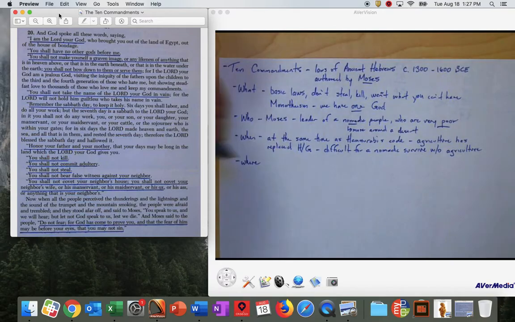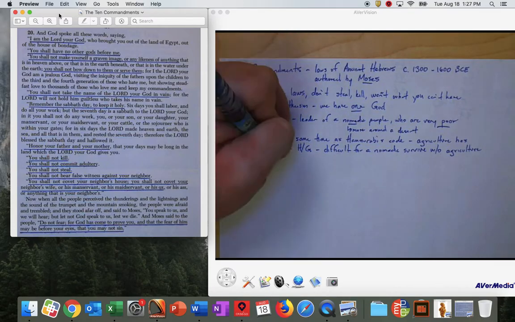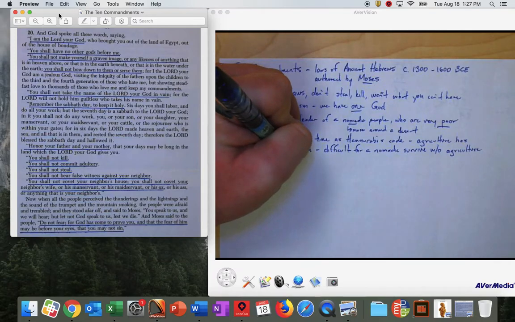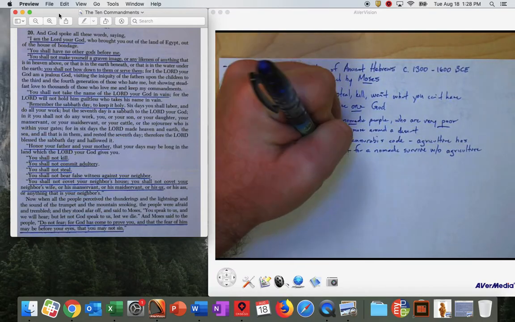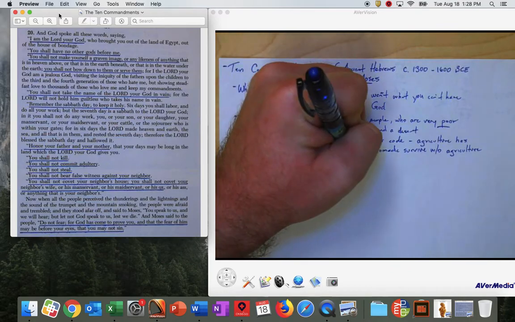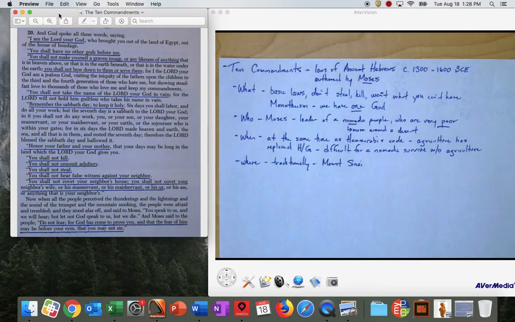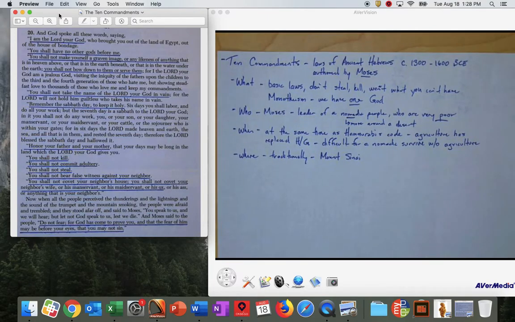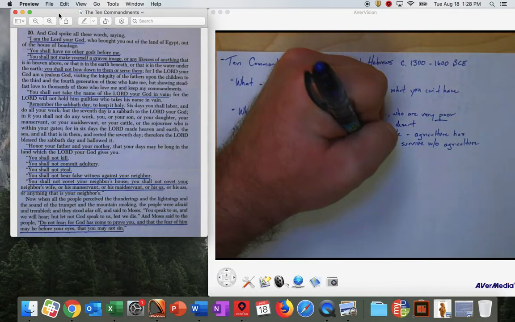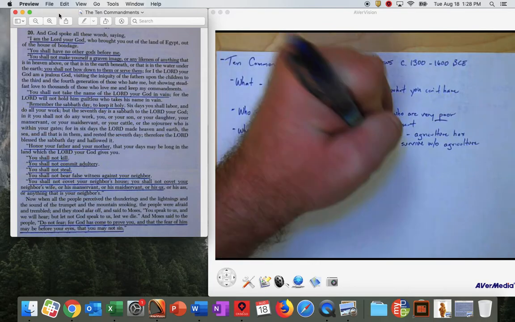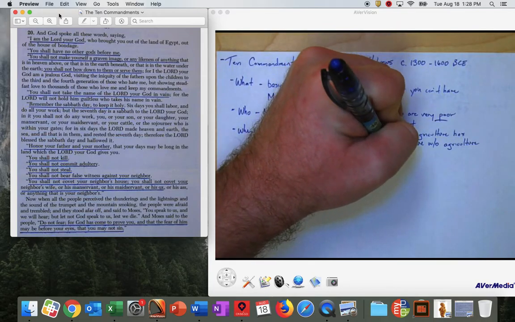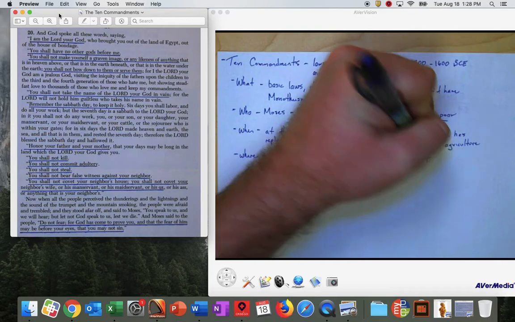So I've kind of already answered this where question. So traditionally, this is written at Mount Sinai. So that's what it says in the religious tradition. Mount Sinai doesn't actually have a geographic location. It's somewhere on the Sinai Peninsula. But it's a very deserted desert. There's not much there.